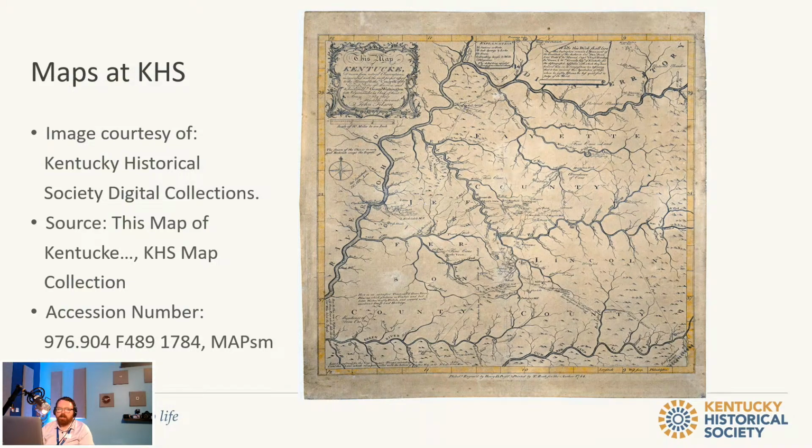And this is a map of Kentucky from 1784, showing what would become the original counties and things like that. This one is in our archives, and you can come in and request to look at it. However, it's also digitized, which is what I wanted to point out once I got to this page. A lot of our maps in the archives have been digitized over the years, so you can always check our digital collection.